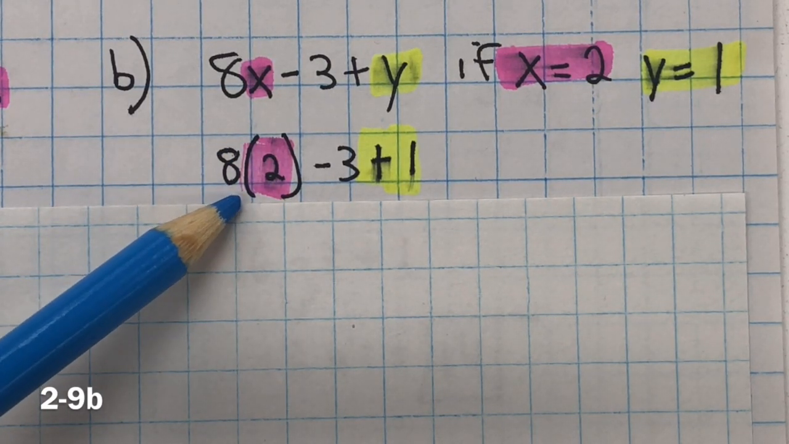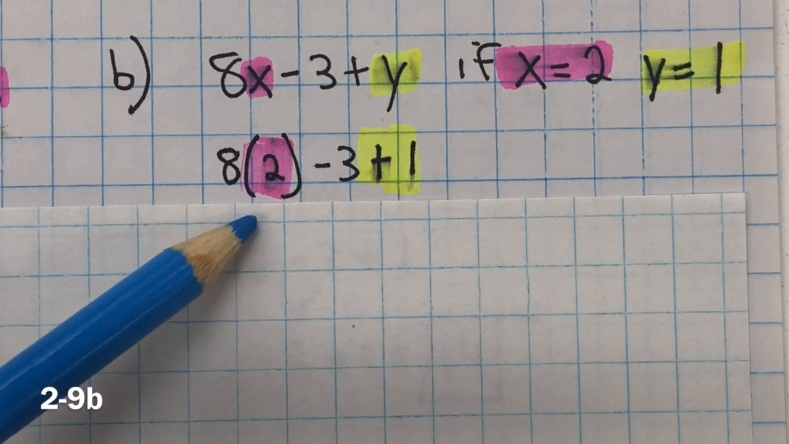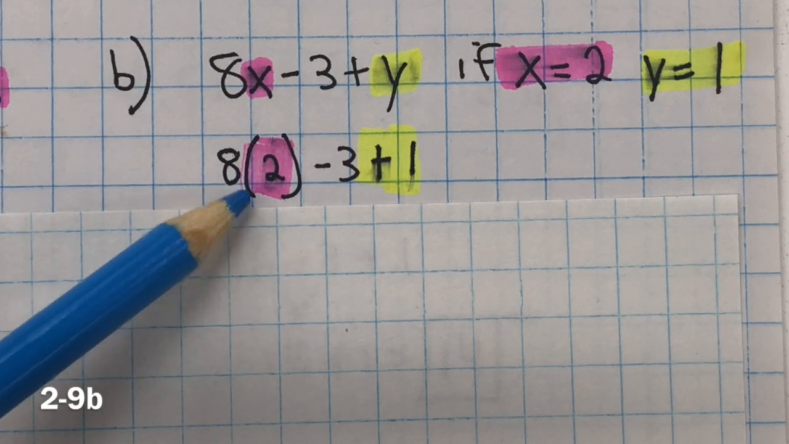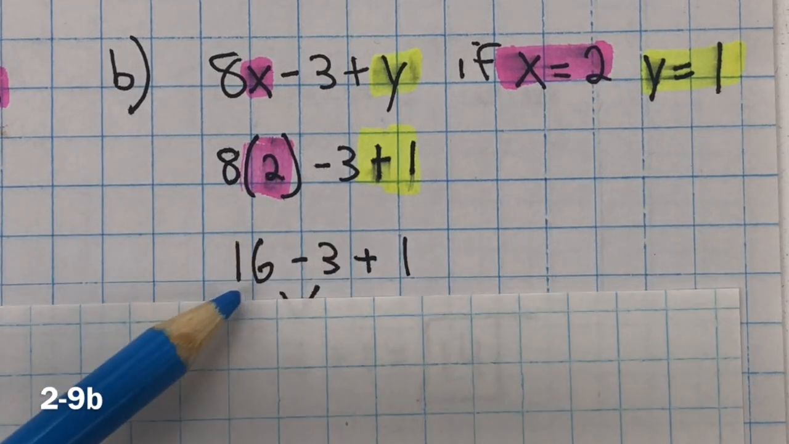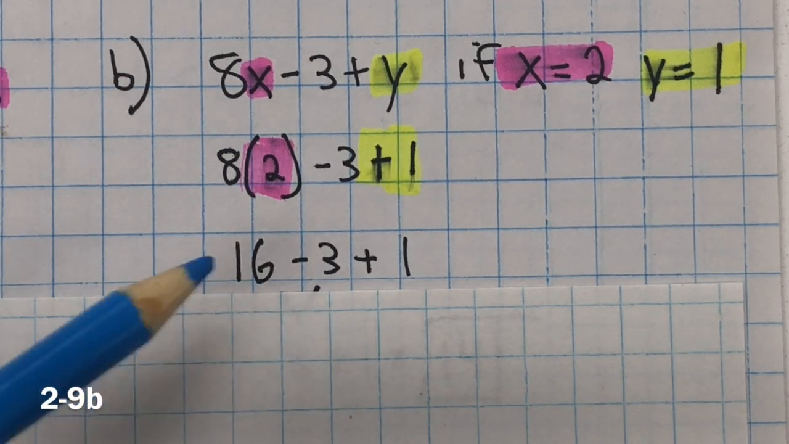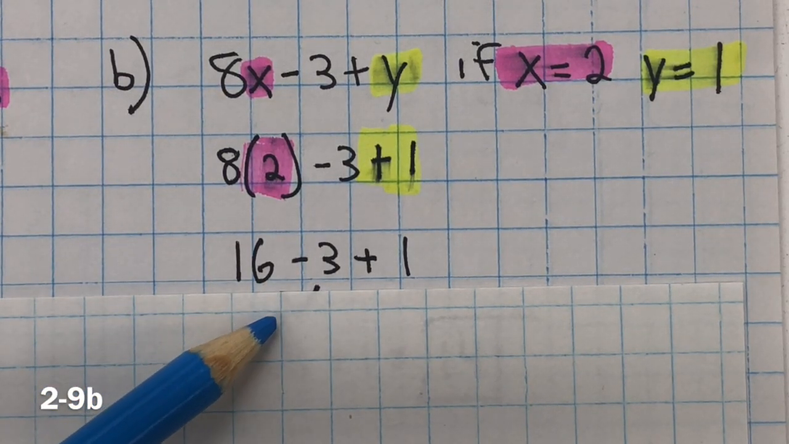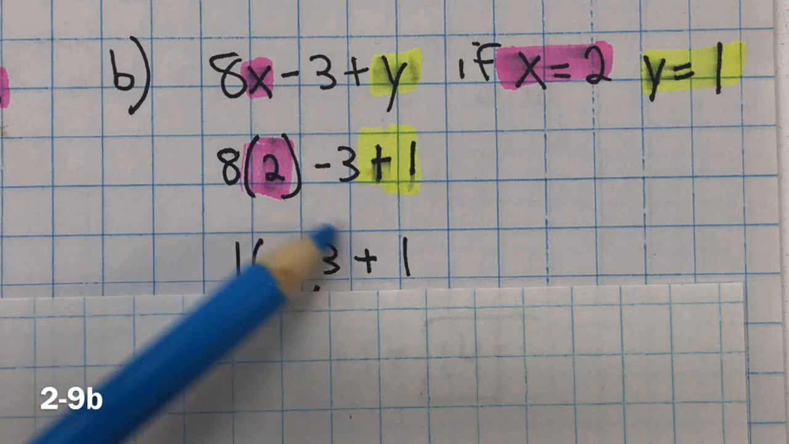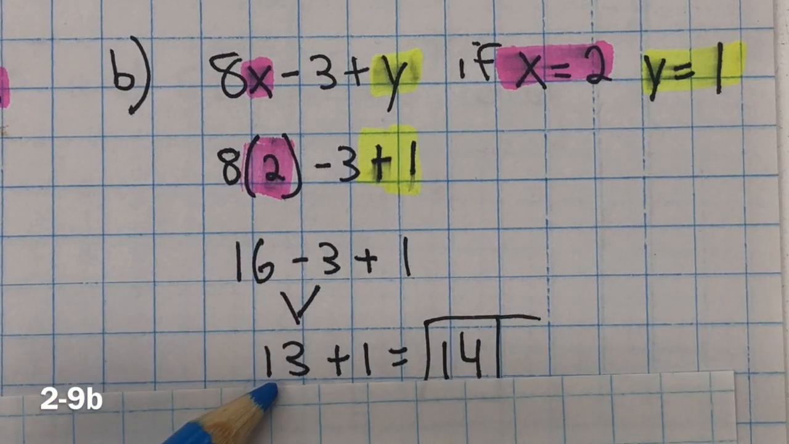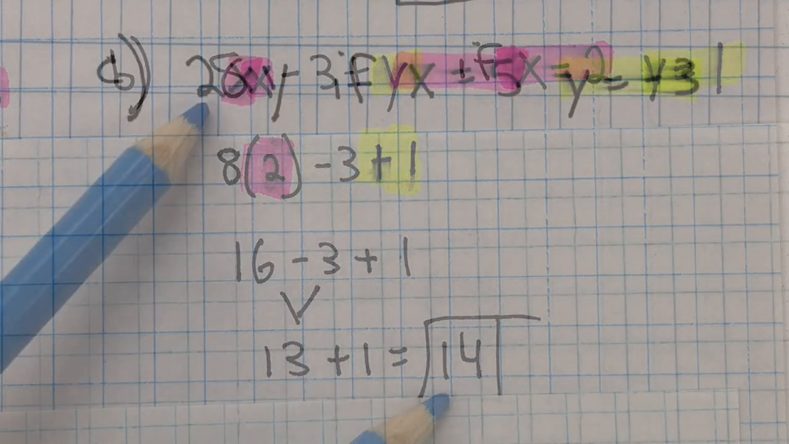And no exponents. Next, multiplication and division, left to right. So we have multiplication, so we have to do this first. 8 multiplied by 2 is 16. No more multiplication or division. Now addition and subtraction from left to right. So we're going to subtract 16 minus 3, which equals 13, plus 1 equals 14.